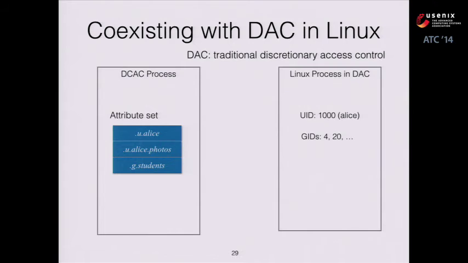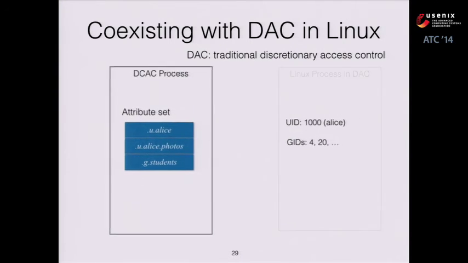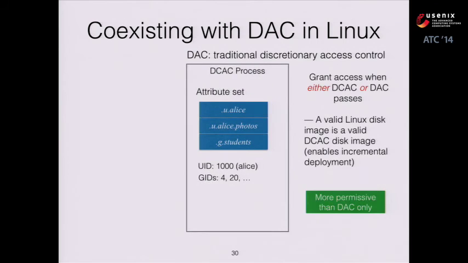A design goal of DCAC is to coexist with the traditional discretionary access control, or DAC. So instead of replacing the UIDs and GIDs, we still keep them in a DCAC process. And we decide to grant access when either DCAC or DAC allows it. This means a valid Linux disk image is still a valid DCAC disk image, which enables incremental deployment. However, this also means the system becomes more permissive than DAC only.